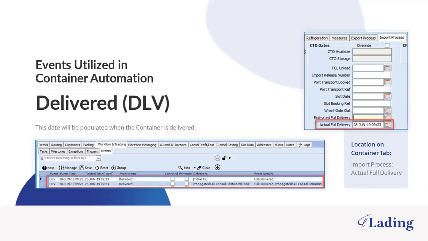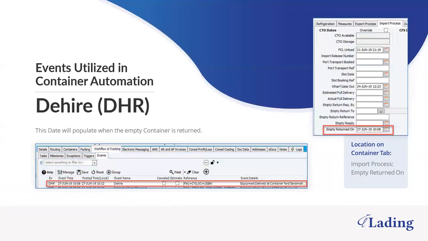Delivered, when the container is delivered, it'll show under import process, actual full delivery. Dehire, when the empty container is returned, it'll show under import process, empty returned on.